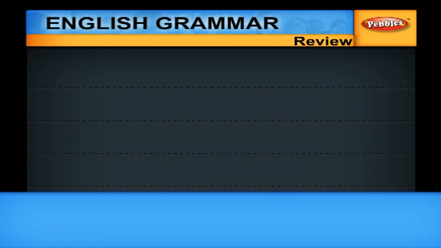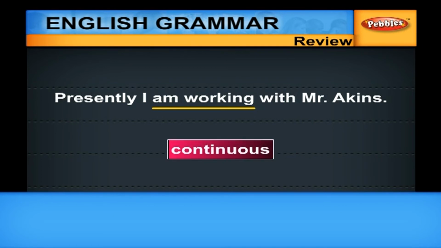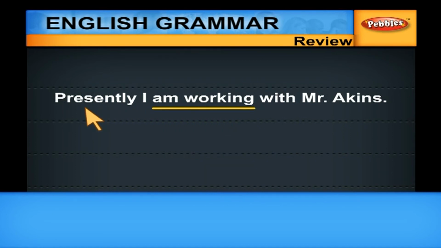Now, you look at the following sentences. You identify the aspect. You have to find out why that aspect is used. Presently, I am working with Mr. Rackins. What is the aspect here? The aspect is continuous. How do you know? You are using present participle working and there is a helping verb am and you have also an indicator presently.